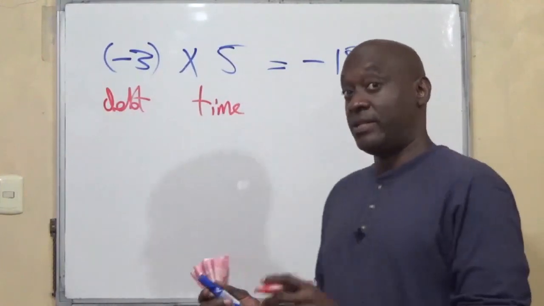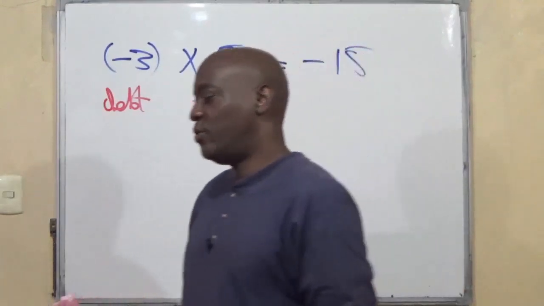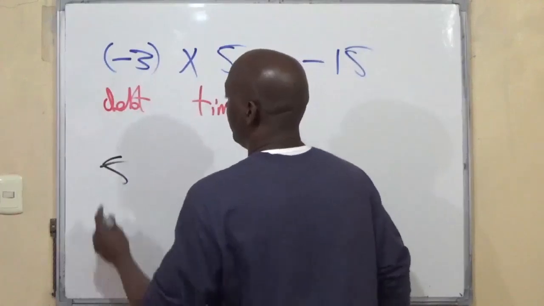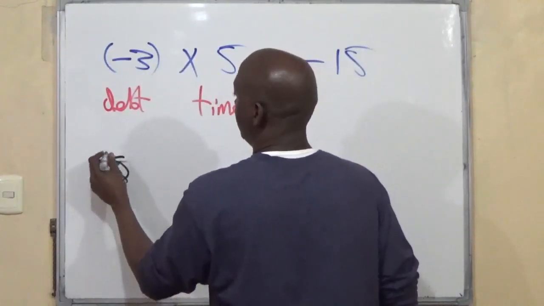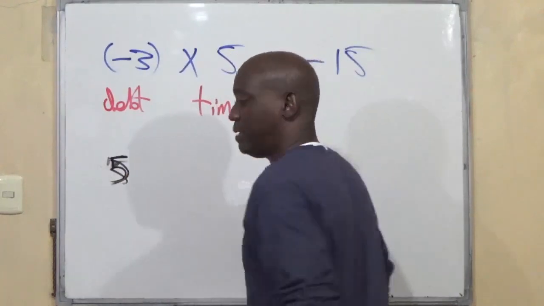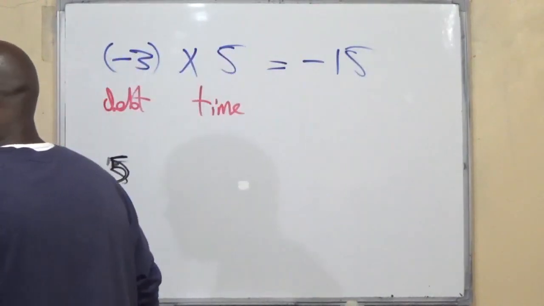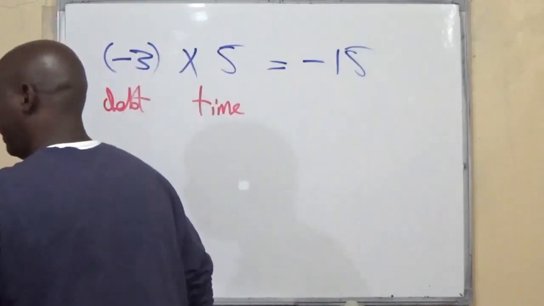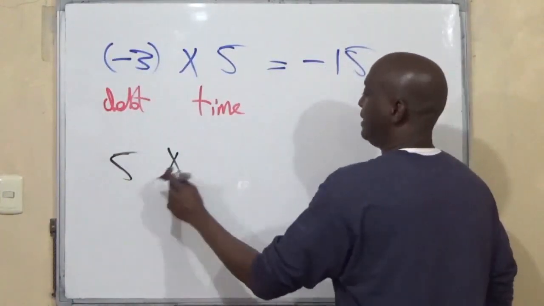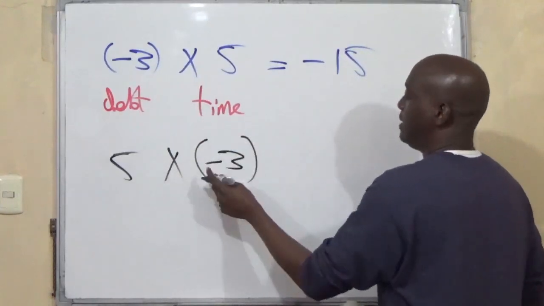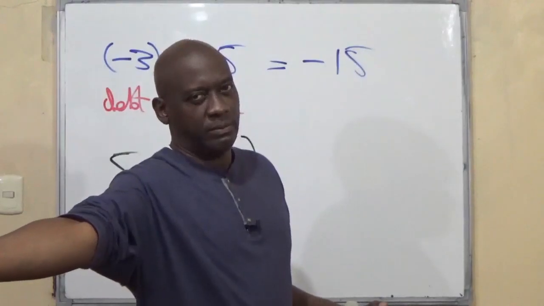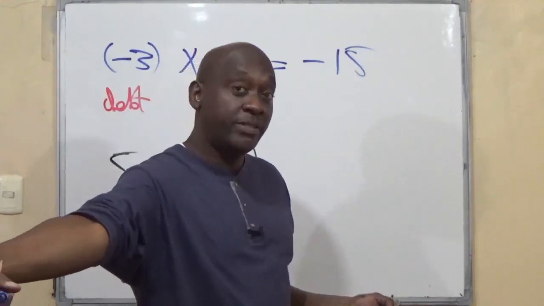Now I flip and I refer to the timeline first. So now we're talking about the fact that I have 5 weeks to pay this debt, right? I have 5 weeks to pay, and in each of those 5 weeks, let me make a better 5 than that now. In each of those 5 weeks, we're paying a debt of $3. Again, the minus sign tells you that money is leaving. Minus 3 as opposed to plus 3.